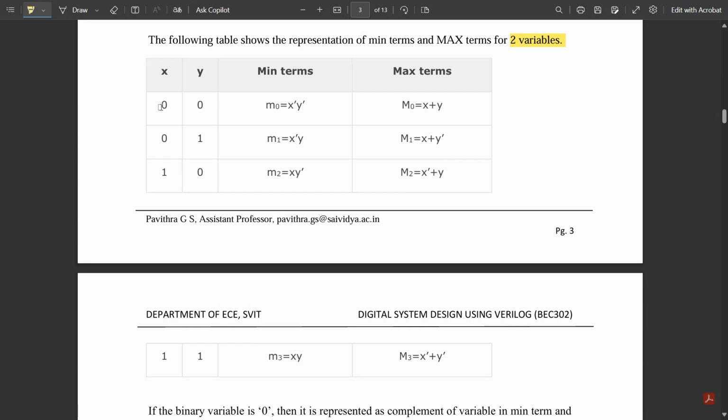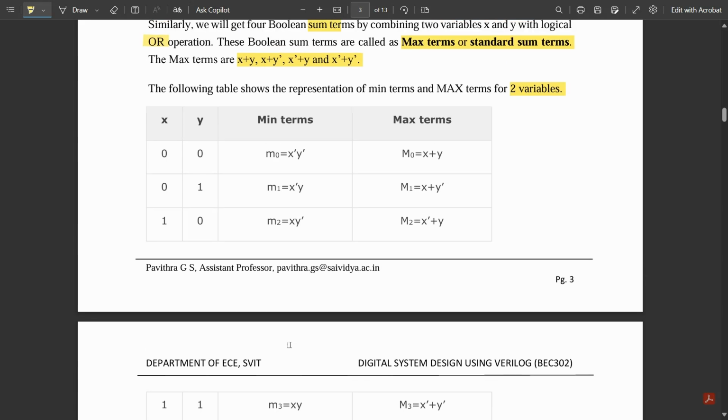So you see here, the first combination is 0, 0. So the first min term is m naught, that would be written as x bar into y bar. Since it is a standard product, these two would be getting multiplied, and since both the inputs are 0, it is x bar y bar. Similarly, x bar y, since the y input is 1, that's why it would be y. Then we have x y bar, then x y. Similarly, for max terms, m naught is x plus y, then x plus y bar, x bar plus y, and x bar plus y bar. So I hope it is clear what we mean by min terms and max terms.